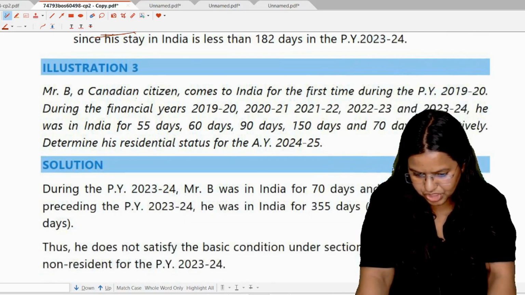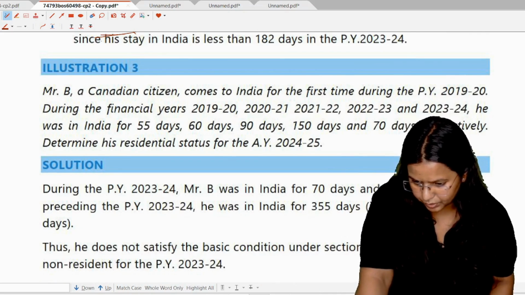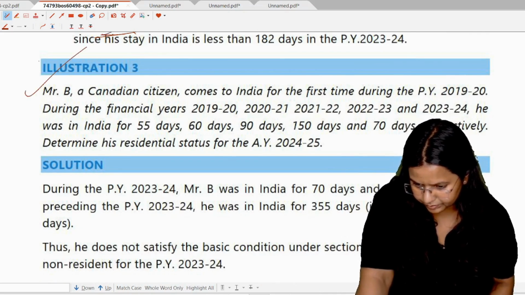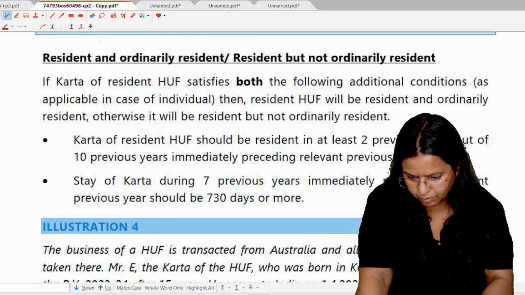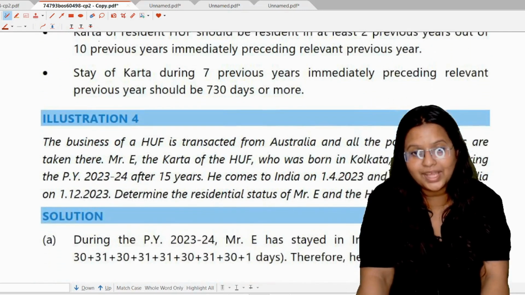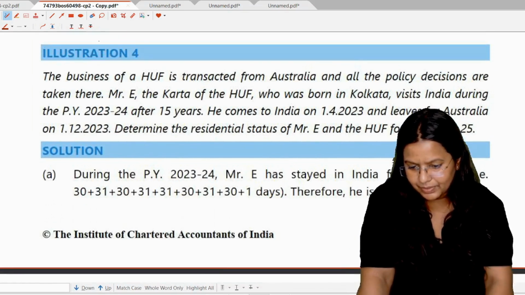Next, illustration number 3, this is your homework, similar to illustration number 1 and 2. This is your homework. Now next, come to illustration number 4, which is related to the HUF, Hindu Undivided Family.